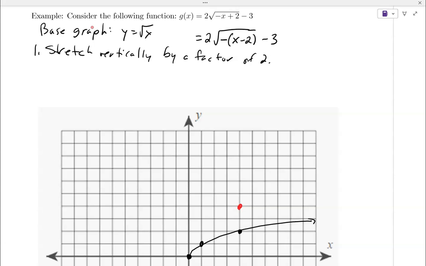So the point here at 1, 1 gets moved to 1, 2 because that output got multiplied by 2. This at 1 was at 4, 2. Now it's at 4, 4. And this would be what your graph would look like after that transformation.